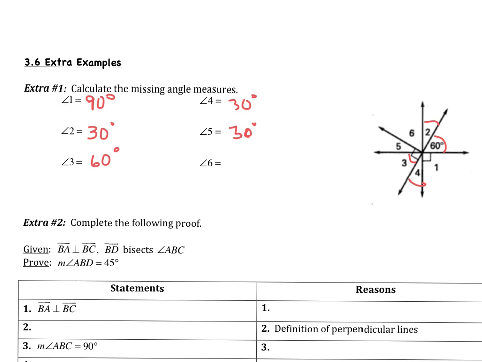Not 90. Because 6 is here, it's less than a right angle. Knowing that 5 is 30, 6 is 60. Okay? All right, so remember, think about the idea of complementary angles, think about the idea of vertical angles, think about supplementary angles. Okay? All right, go on to page 16.